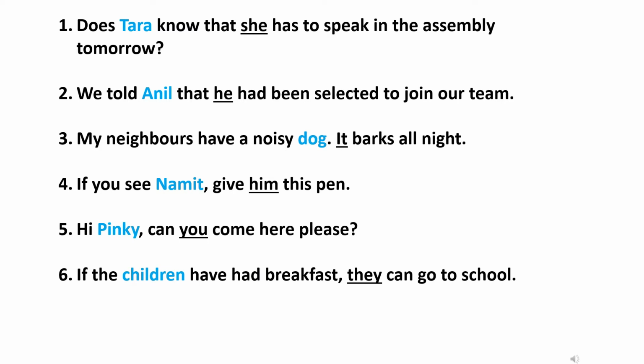4. If you see Namit, give him this pen. In this sentence, him is the pronoun and Namit is the antecedent. 5. Hi Pinky, can you come here please? You is the pronoun, Pinky is the antecedent. 6. If the children have had breakfast, they can go to school. They is the pronoun, children is the antecedent.